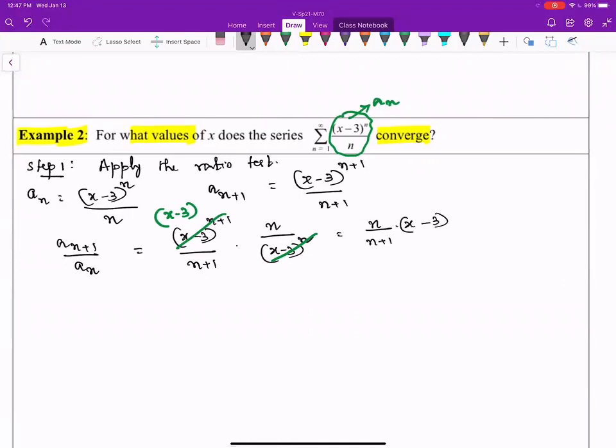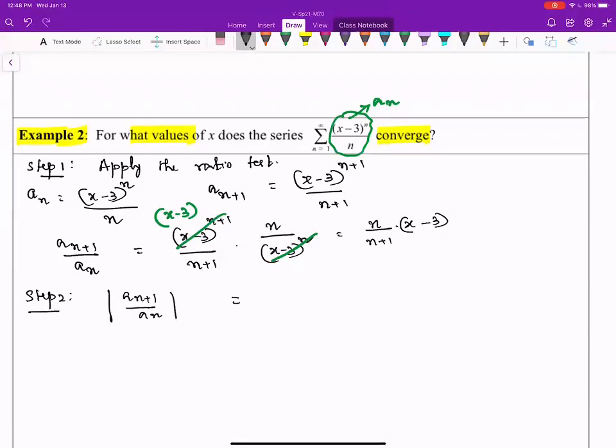Now we have to take the limit and take the absolute value. Here we have to definitely take the absolute value because it involves the x. In the part where you have n over n plus 1, whether you put the absolute sign or not doesn't matter because it's always going to be positive. n is going to be positive. But wherever you get x, or x minus 3, or x minus a number, then you have to put the absolute sign. So we will now consider a sub n plus 1 over a sub n.